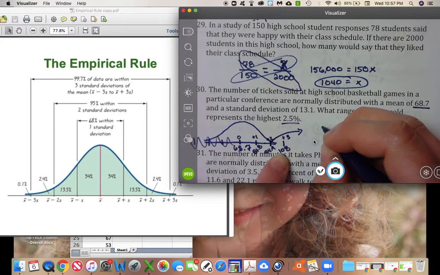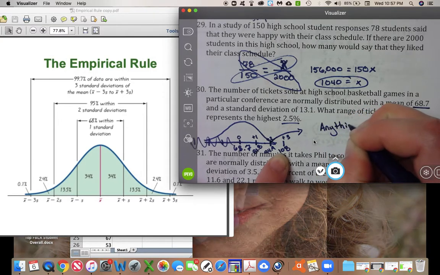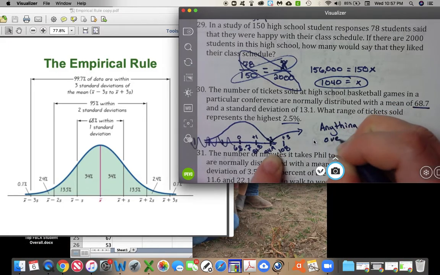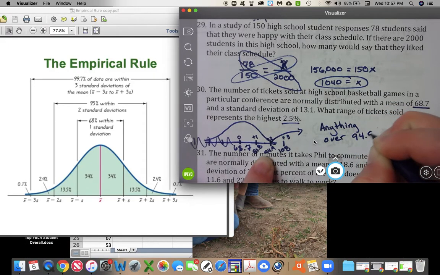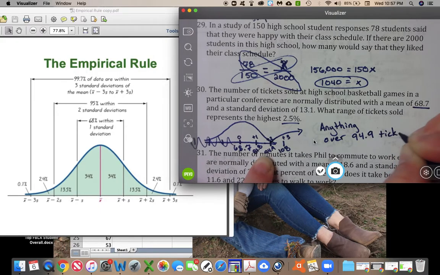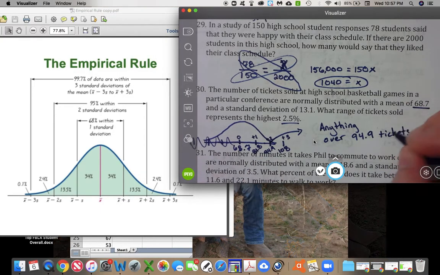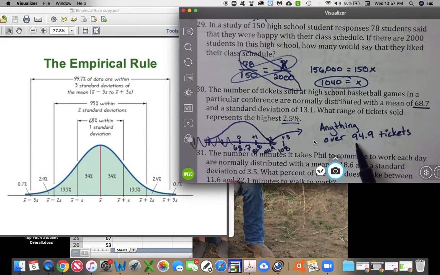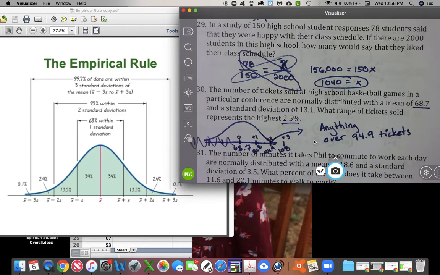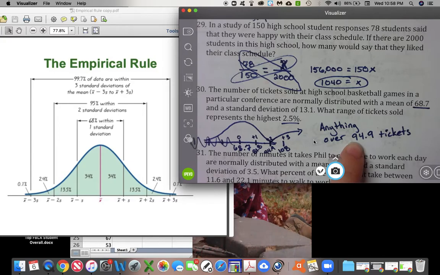So I would say anything over 94.9 tickets. Now I realize that you can't have 94.9 tickets, but we would probably say 95 tickets. So anything over 94.9 tickets would be a really, really popular game. The highest 2.5% attendance would be any number of tickets sold that was greater than 95.